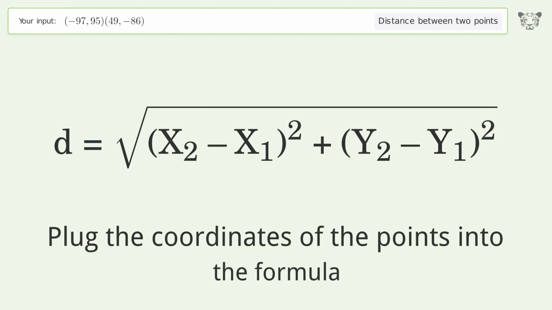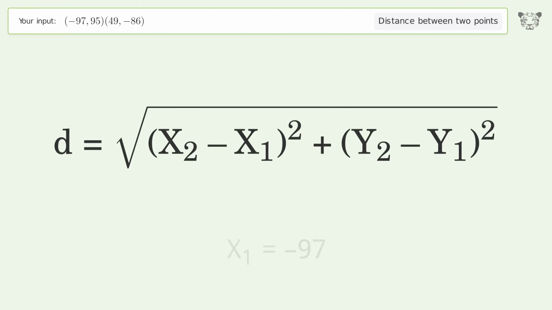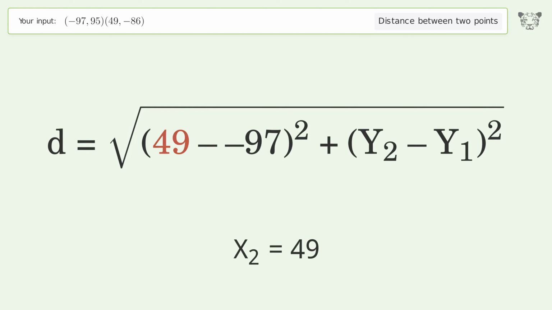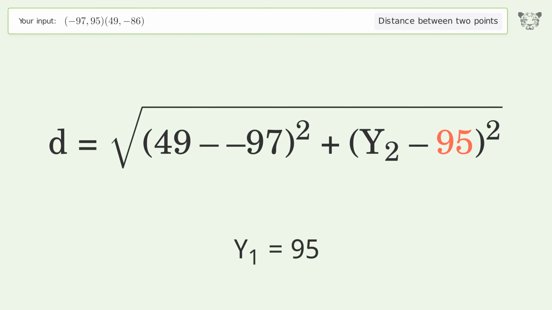Plug the coordinates of the points into the formula. x1 equals negative 97. x2 equals 49. y1 equals 95. y2 equals negative 86.